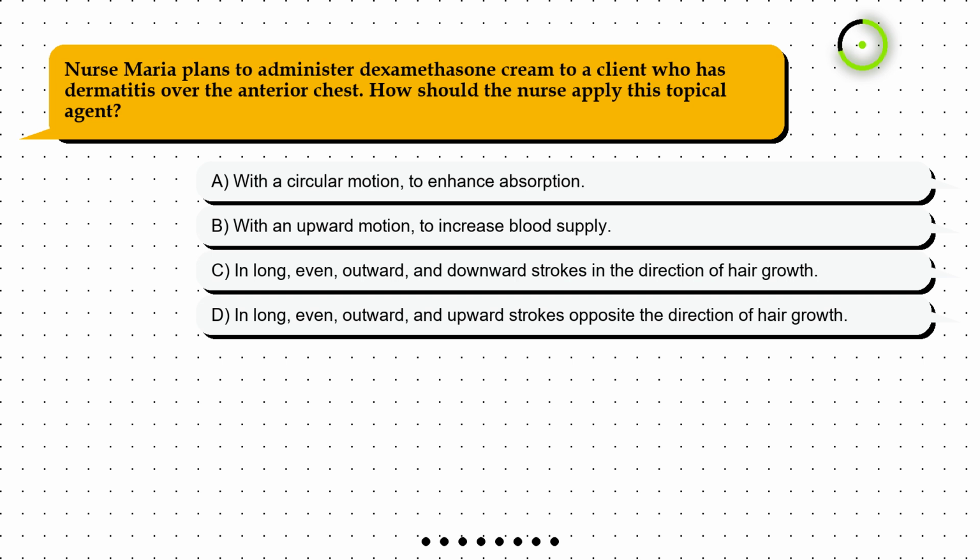How should the nurse apply this topical agent? Option A, with a circular motion, to enhance absorption. Option B, with an upward motion, to increase blood supply. Option C, in long, even, outward, and downward strokes in the direction of hair growth. Option D, in long, even, outward, and upward strokes opposite the direction of hair growth.